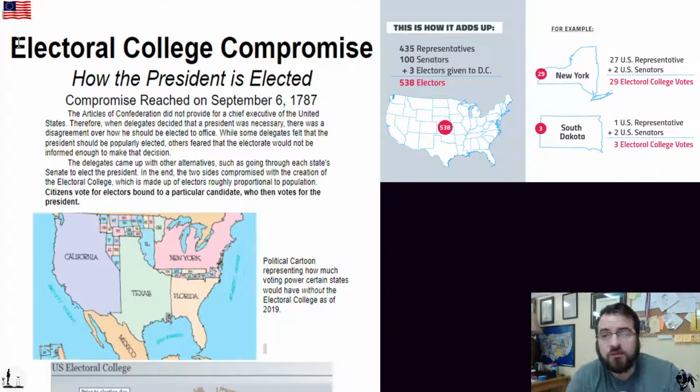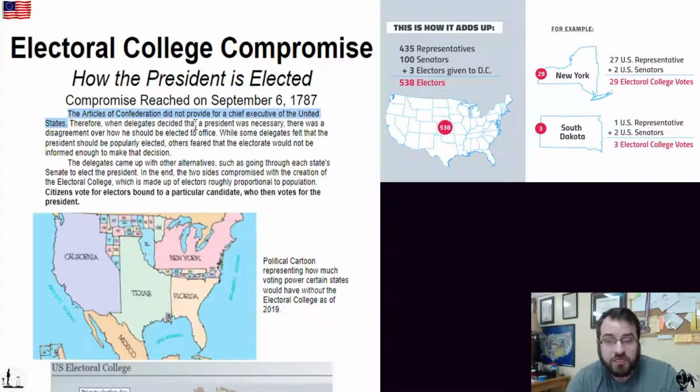All right, welcome back. We are reading about the Electoral College, and about how it was reached through a compromise. The Electoral College is the system on how the President of the United States is elected. This compromise was reached on September 6, 1787. The Articles of Confederation did not provide for a chief executive of the United States. There was no president when the United States was operated by the Articles of Confederation.